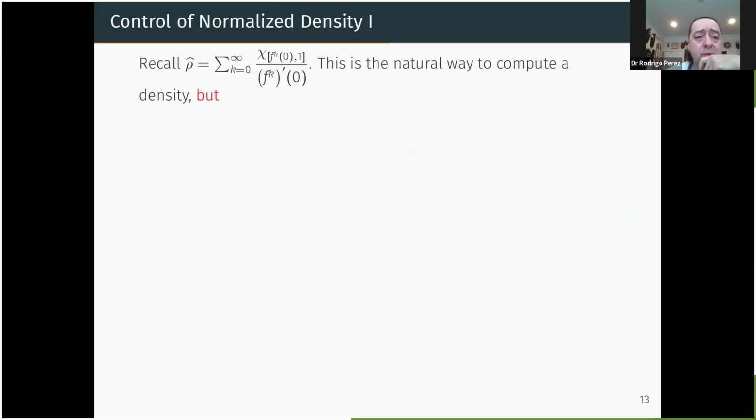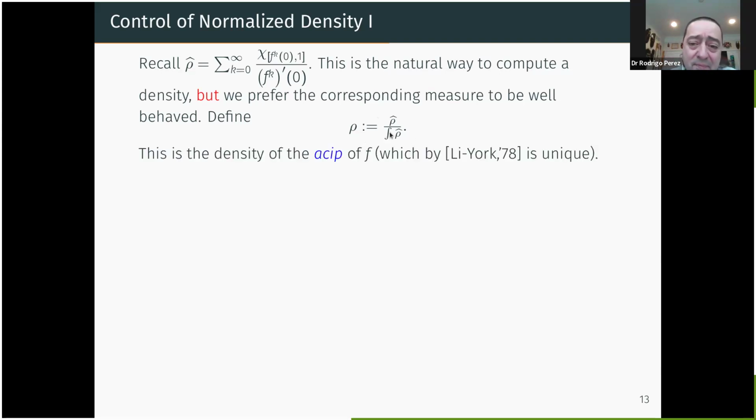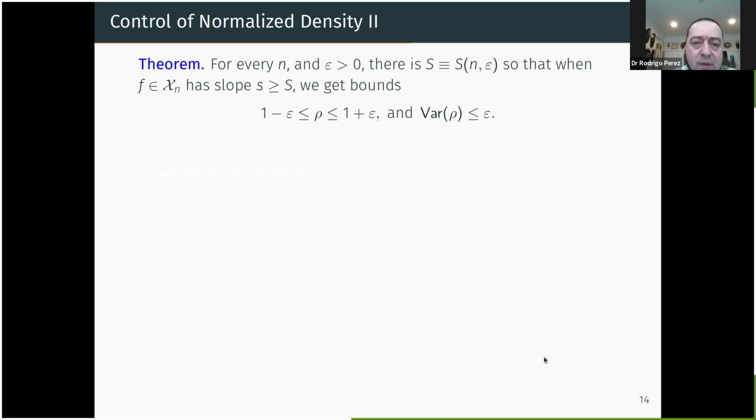Good. So in order to construct the absolutely continuous invariant probability measure, we had to normalize, which by Yorke is unique. And here are some samples to illustrate exactly what's going on. As the slope on the left is increasing, the support of the density is always a collection of intervals, but the values of the density are going to get closer and closer together near 1, as this slope increases, which is our next result.